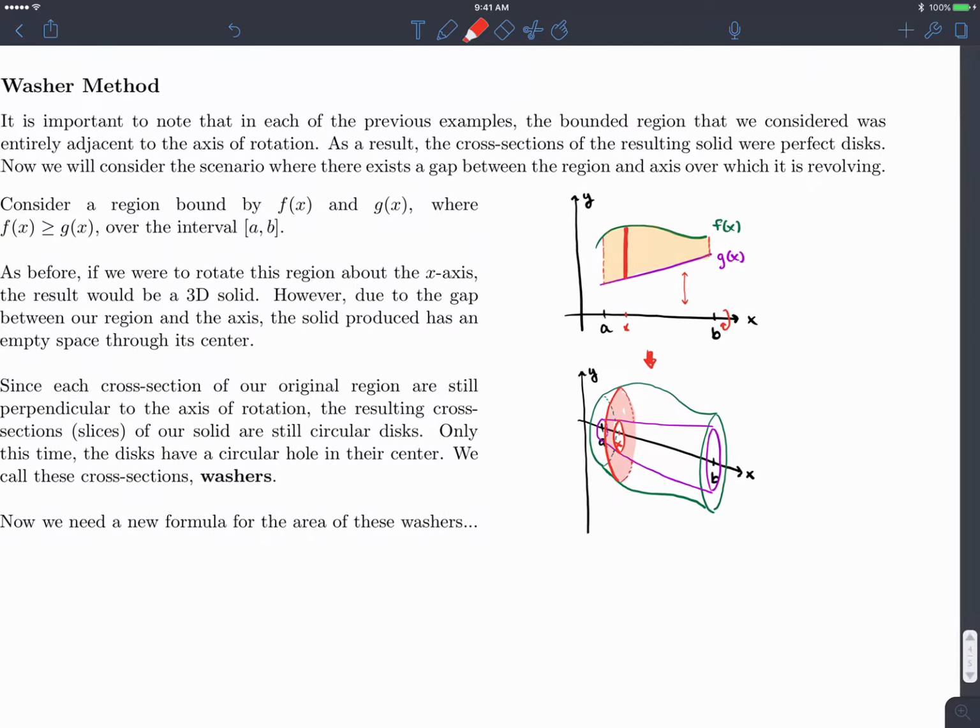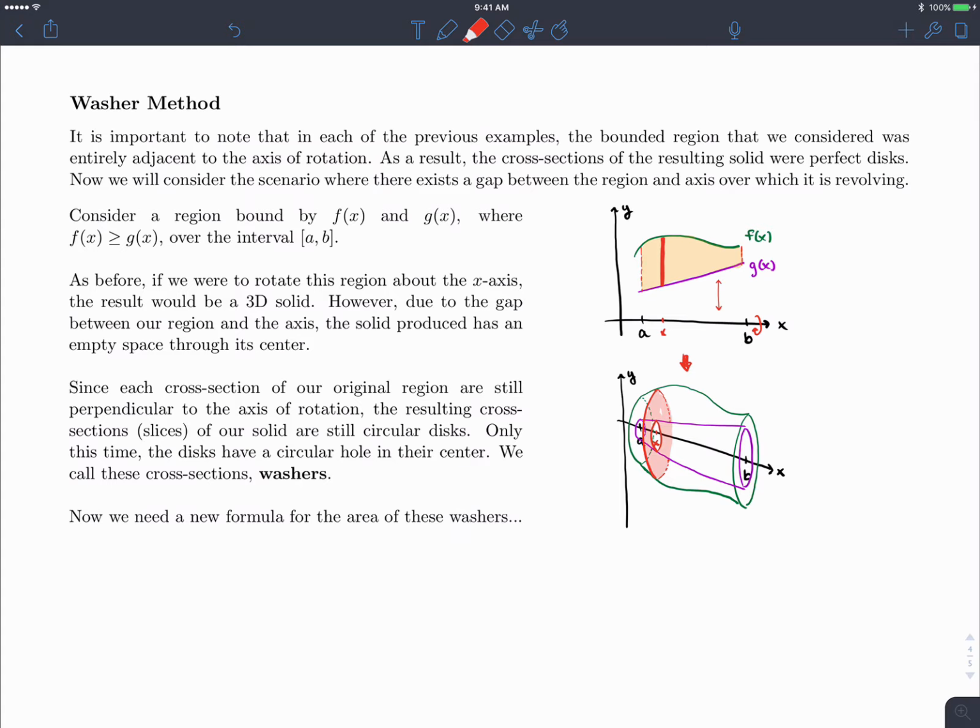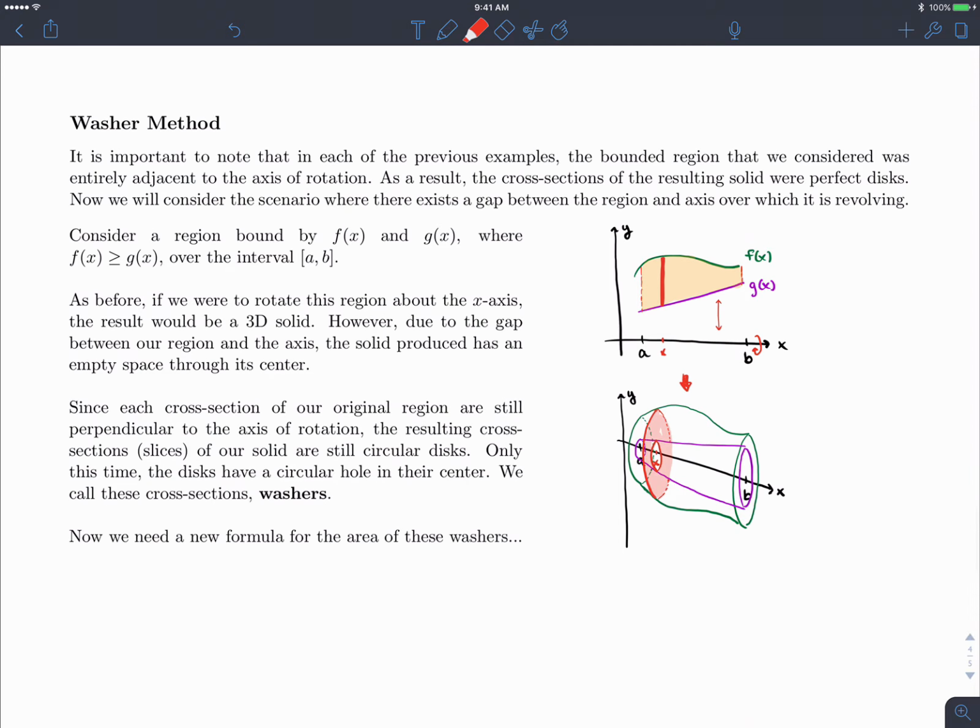So much like in the disc method, where we added up all the discs, now we're going to add up all of these washers to get a better idea. Now, my drawings may be a poor representation of what's going on, so don't hesitate to go into the textbook. They've got some nice computer-generated graphics that might be more helpful than what I was able to draw here. Regardless, now that we know that these are washers, we need a formula to calculate the area of each of these washers.